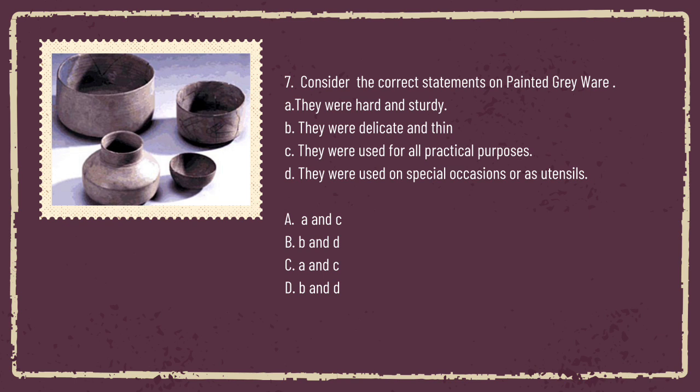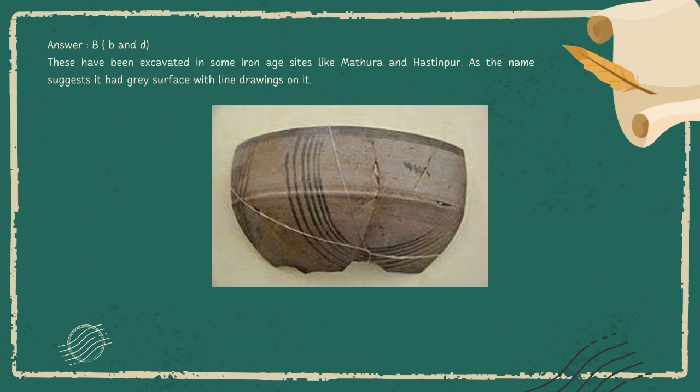And D, they were used on special occasions or as utensils. So this is something where you have to use your common sense. Two of the statements are related to each other and the other two are related to each other. So if you guess one, the other one will automatically be guessed. So let's see the right answer. The right answer is B, which is B and D.